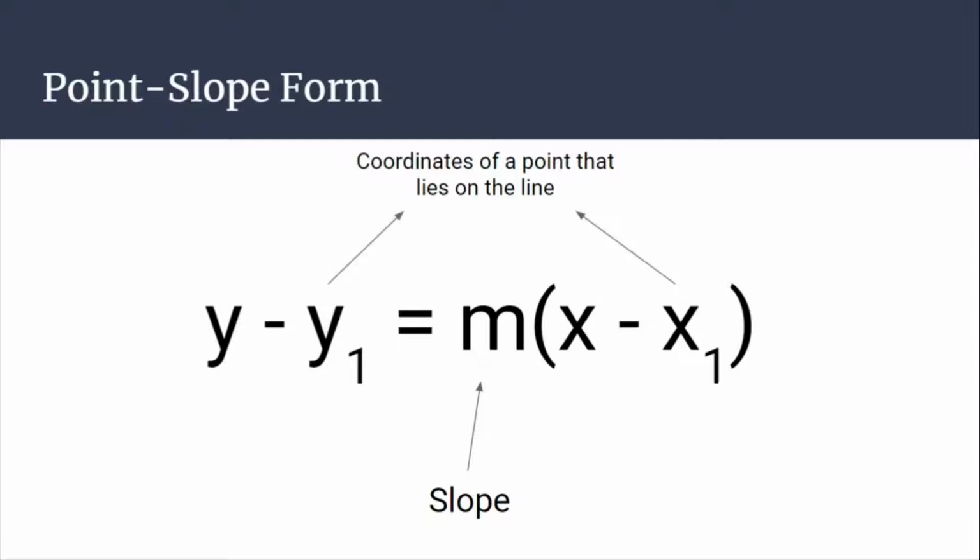You can see this is where it gets its name from, point-slope form, because from first glance, we can get a point of the coordinates that lie on the line, and we can also get the slope from this form.